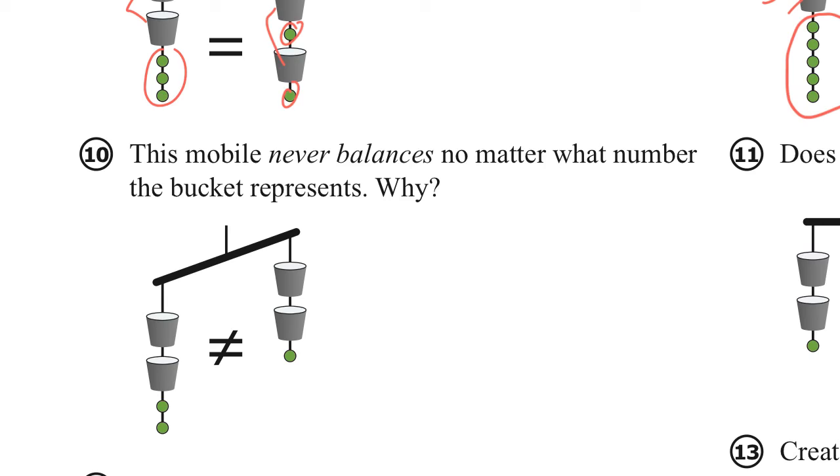In number 10, we see that this mobile never balances no matter what the bucket represents. And why is that? Well, hopefully you notice that it's because the left side has 1 more and the rest of it is all equal. And so the left side is always going to be 1 greater no matter what you put in those buckets.